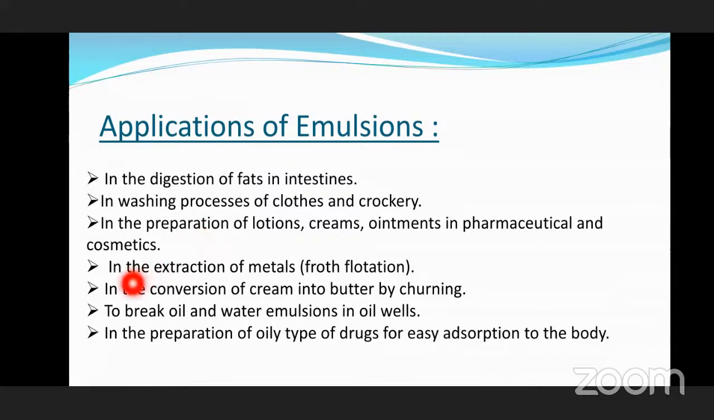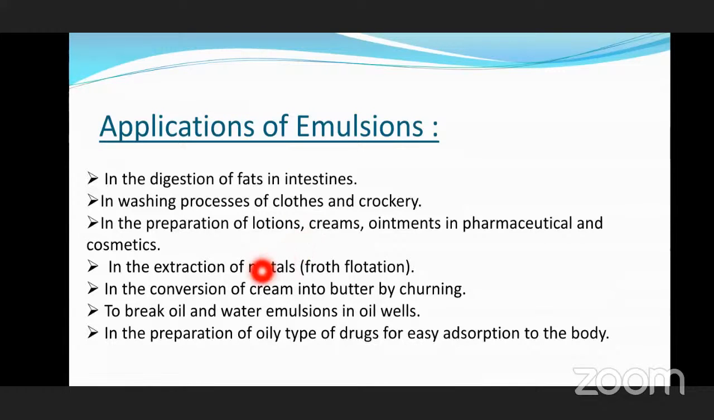Then the next point is the extraction of metals. Already in froth flotation, we extract some metals, and in that process we use the emulsions. Okay, then the conversion of cream into butter by churning. That means the conversion of cream into butter, where we use churning. In this process also, we use the emulsion process, either oil in water type or water in oil type.